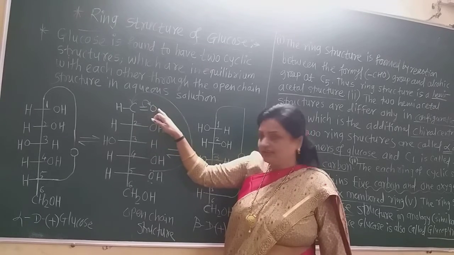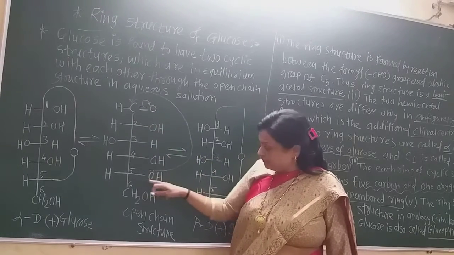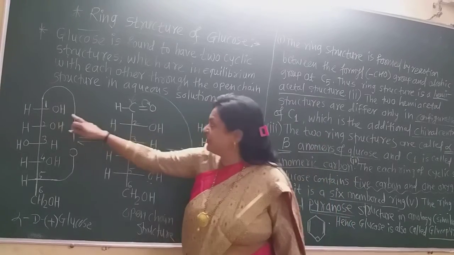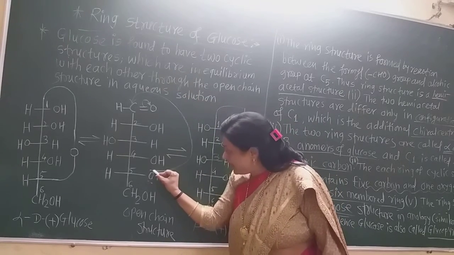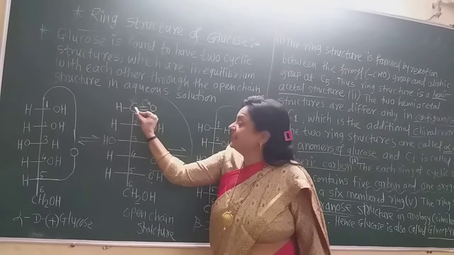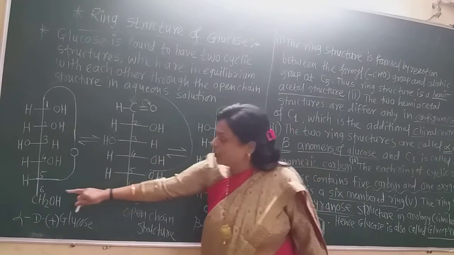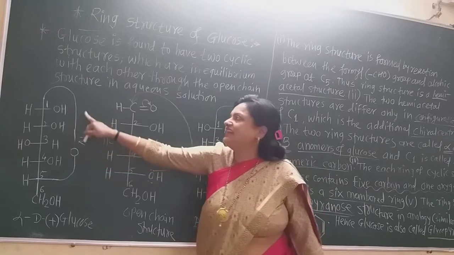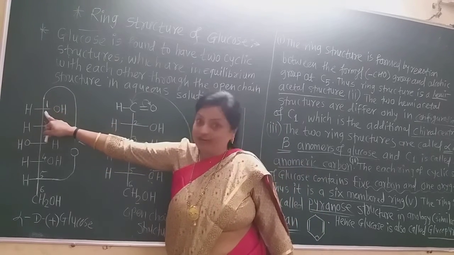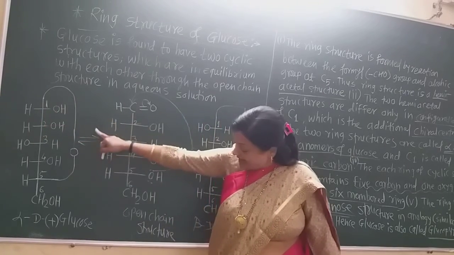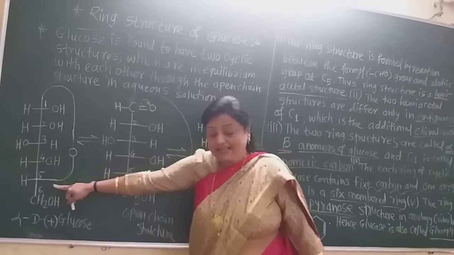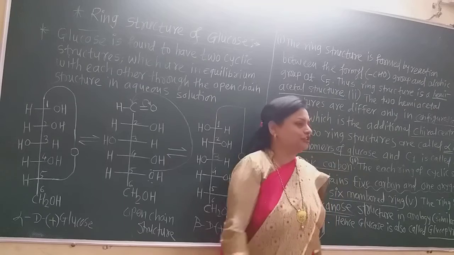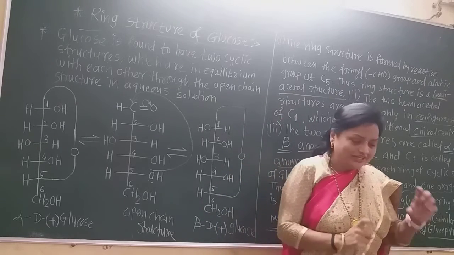This oxygen has the negative charge, and the hydrogen of the 5th carbon atom's hydroxyl group attaches to that oxygen. This OH is there, and as this lone pair attacks this carbon, there is a bond between the oxygen of the 5th carbon, I show here that oxygen atom, and carbon number 1. Carbon 1 and carbon 5 attach to each other through this oxygen atom of the hydroxyl group. Do you understand how the ring structure is formed?